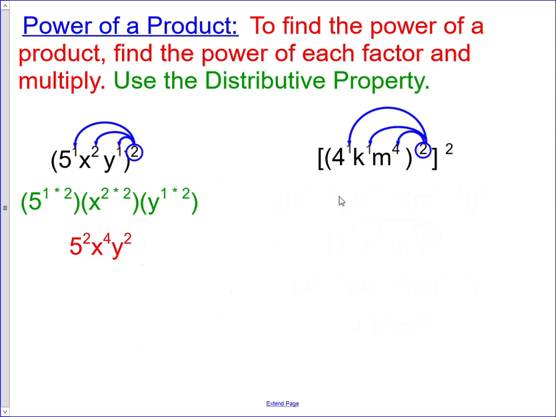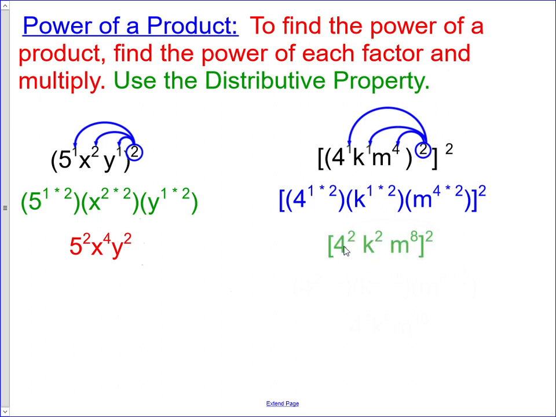Well, so first we'd have 4 to the 1 times 2 power, k to the 1 times 2 power, then m to the 4 times 2 power, then all of that raised to the second power. Well, 4 to the first power times 2 is 4 to the second power. K to the first power times 2 is k to the second power. And m to the 4 times 2 power would be m to the 8th power.